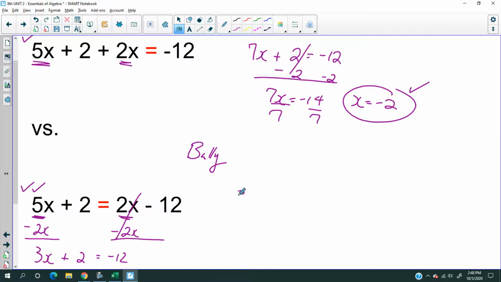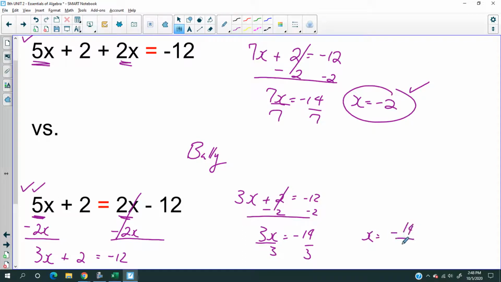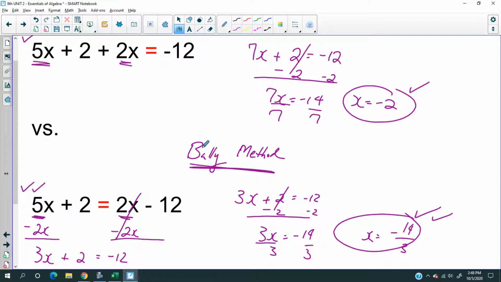You see that? So let's finish solving this. Subtract 2, cancels out. 3x equals negative 14, and you're gonna get this negative fraction. But as you can see, even though these two questions look very similar, the answers are completely different. Typically with the 7th graders, we call this the bully method. Even though we always tell you don't be a bully, when we're solving equations with variables on both sides, we are using the bully method.